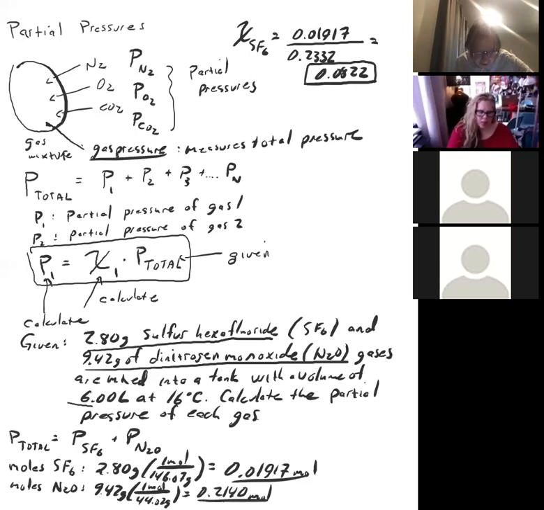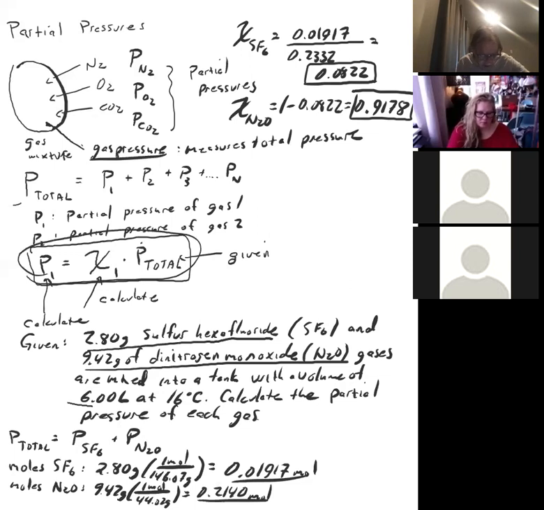Now let's do the mole fraction of N2O. I'm just going to do 1 minus 0.0822. That's easier, right? And it looks like it's 0.9178. So now you've got your mole fractions. If you take a look at the original equation that I have over here, if you somehow had the total pressure, you would be able to find the partial pressure of each one very easily because we know the mole fractions.